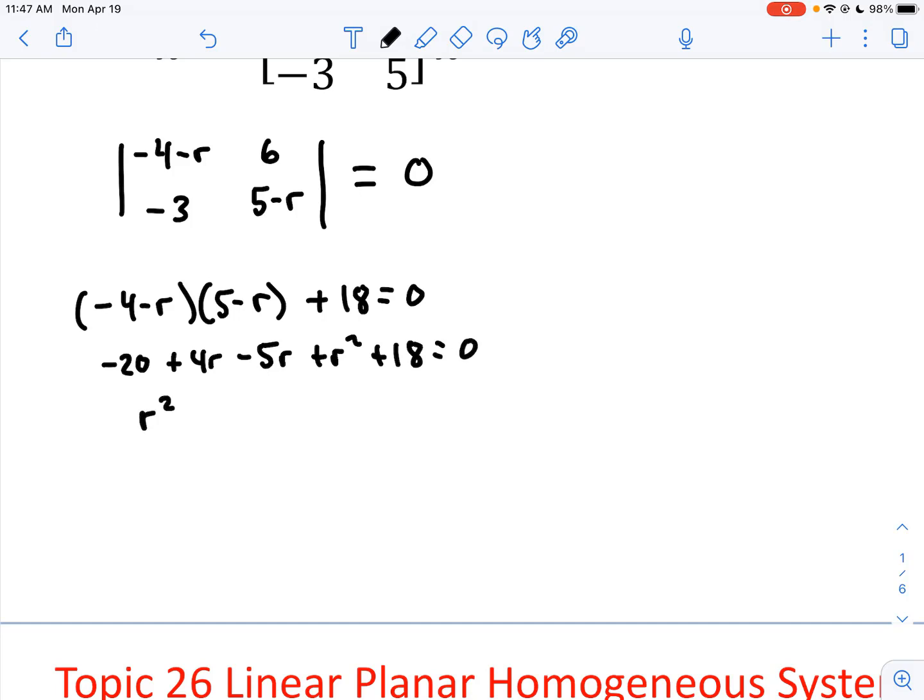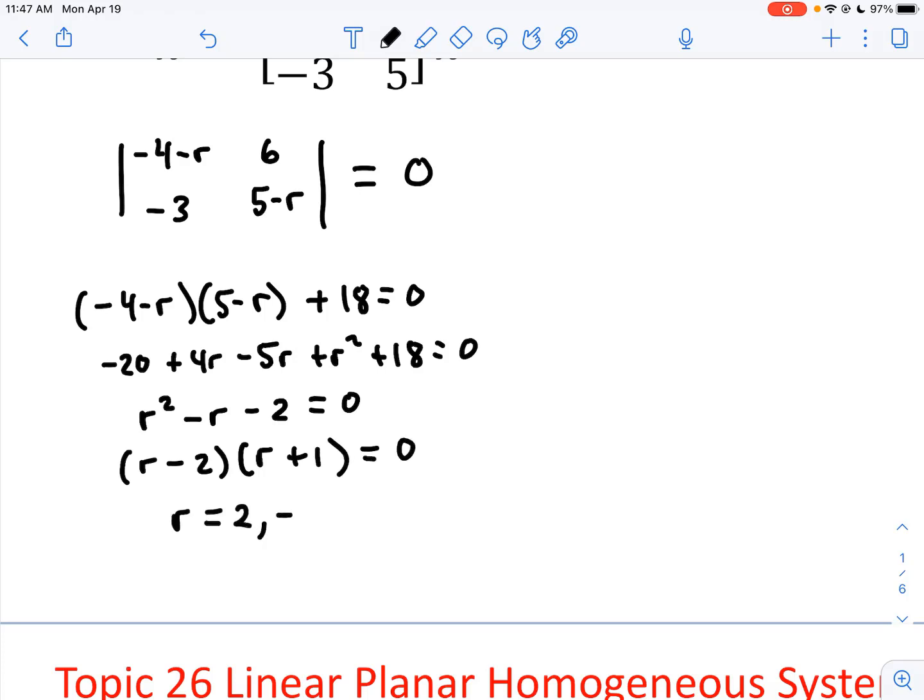This is a quadratic equation. We get r squared minus r minus 2 is equal to 0. So let's go ahead and factor first. (r minus 2)(r plus 1) is equal to 0. And so our two eigenvalues are 2 and -1. Again, this was done last lecture.